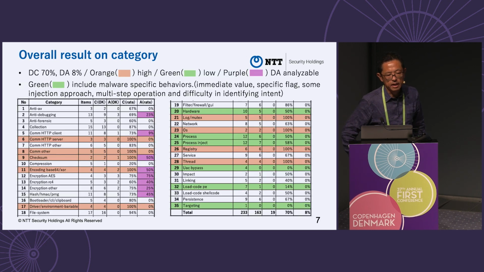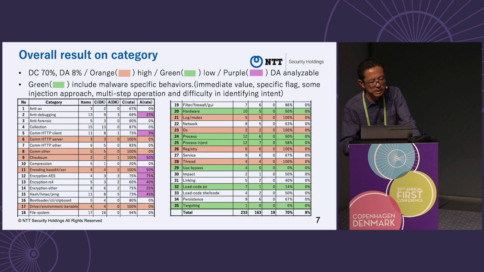So this is the overall result. Overall result on each category. DC means decompiled code. For decompiled code, 70% was identifiable in total. So only 70% identifiable on the decompiled code. On the other hand, DA means disassembly code, and 8% was identifiable.